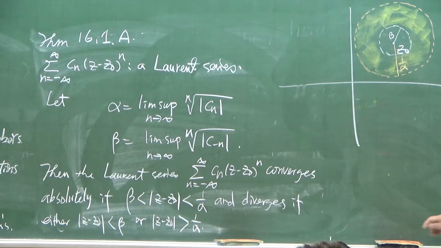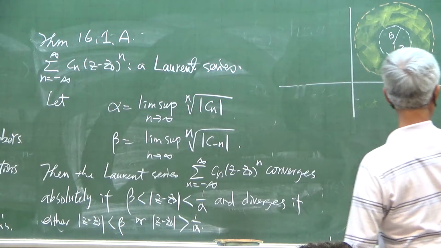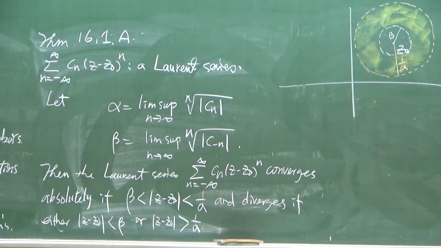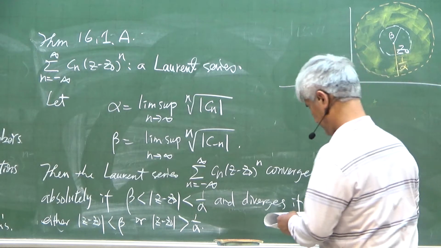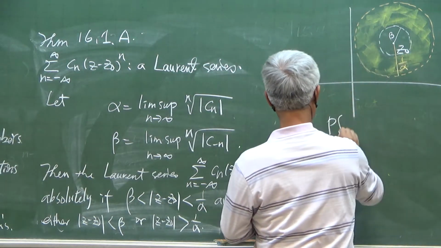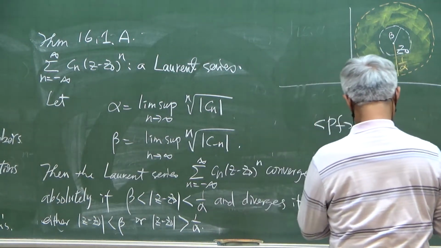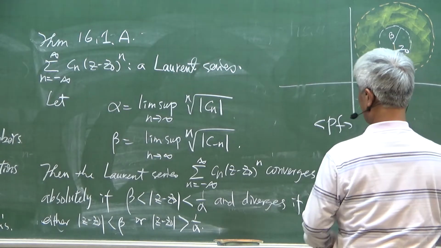All right, so this is the Laurent series. Its convergent behavior is described by this figure. By this figure. And the proof is quite simple.